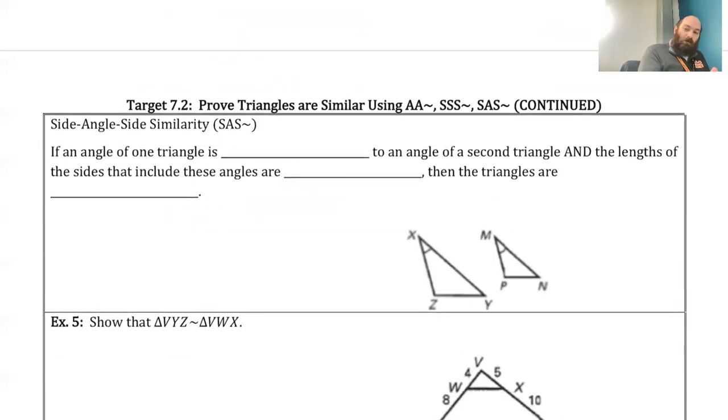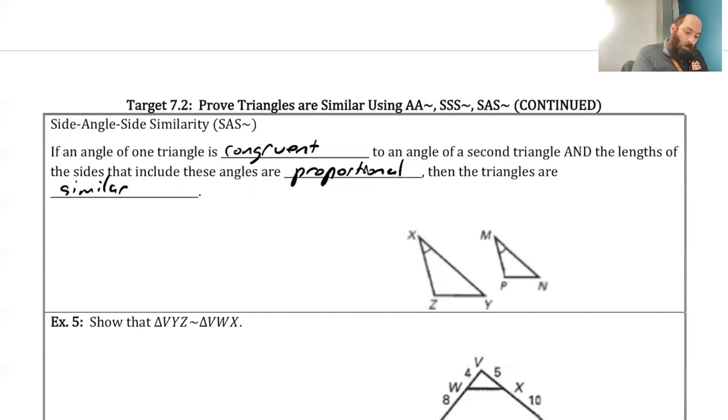One last possibility is what's called side angle side similarity. And again, this is different from our congruent triangles. If an angle of one triangle is congruent to an angle of a second triangle, and the lengths of the sides that include these angles are proportional, then the triangles are similar.